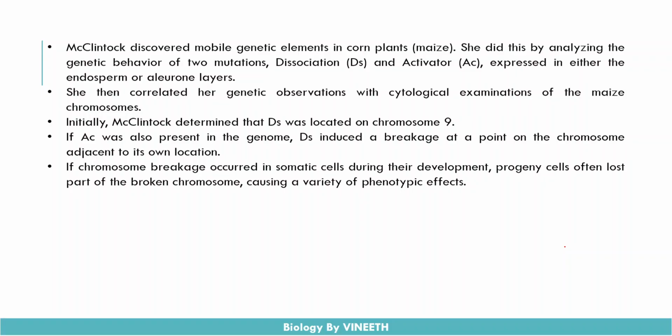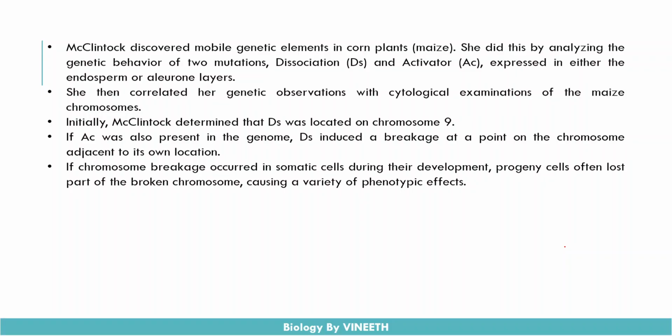Based on her genetic observations and cytological experiments, she said there was a dissociation element present in chromosome 9. There was also an activator element, which was sometimes present on chromosome 9 and sometimes absent. But if the activator element is present on chromosome 9 along with the Ds element, the Ac element will cause the Ds element to induce a breakage at a point on the chromosome and get transposed into different locations.